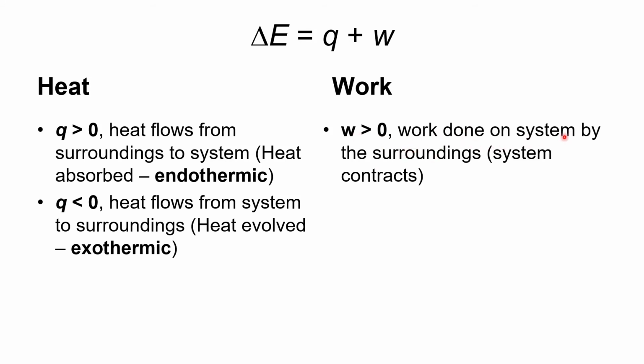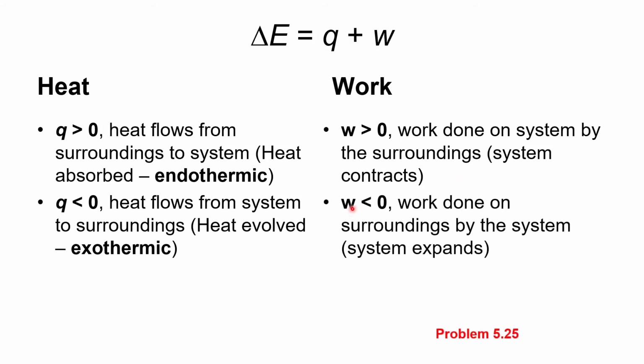For work, if work is positive, work is done on the system by the surroundings, and usually we can observe that our system will contract. So either the system contracts by itself, or we may force the system to contract by applying a force to it, like compressing it. But if our system gets smaller, it contracts, then work is done on our system by the surroundings. Conversely, if W is negative, work is done on the surroundings by our system, and that is usually indicated by our system expanding.